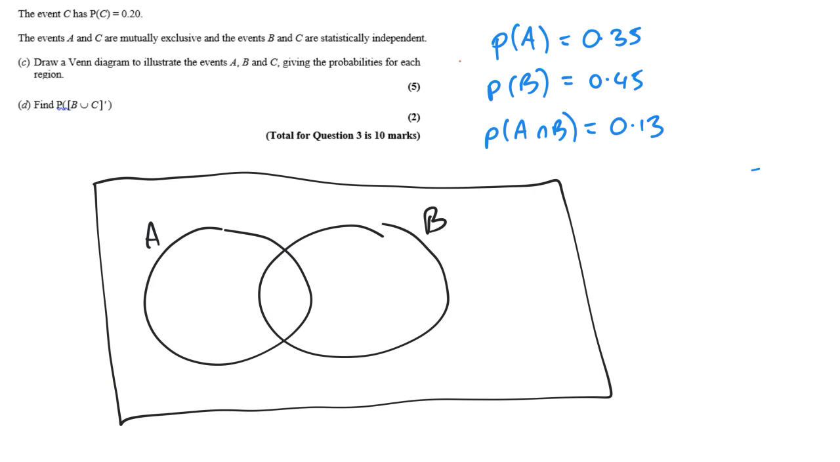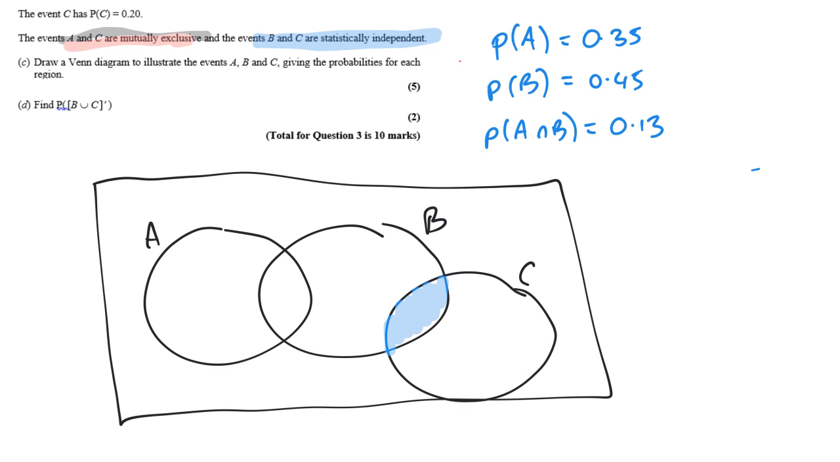But I'm also told that C is mutually exclusive. It says here A and C are mutually exclusive. That matters because it means that we can draw C as a separate entity over there. That can be C. We're also told that B and C are statistically independent. That matters because it means that we can use that information to find that area there. So that's what I'm going to do first.